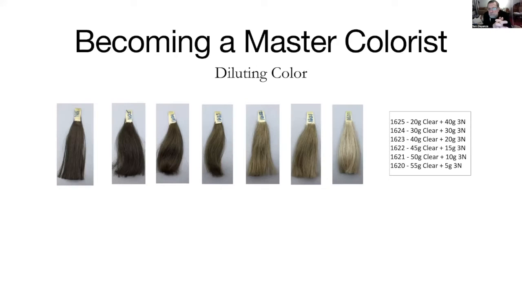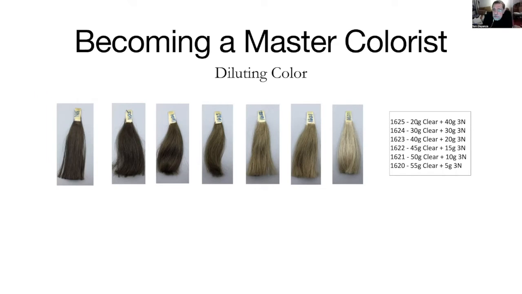And I want to start with this picture. First of all, look all the way over here to the left. This is medium neutral brown, 3N. Remember, we're on the American level system, and in the American level system, level 3 is medium brown. And 3N means 3 neutral, which is medium neutral brown. Then what I've done is I have diluted it in each one of these swatches. Each one of these swatches was processed for 45 minutes with a 20 volume developer, and they were done on virgin white hair.